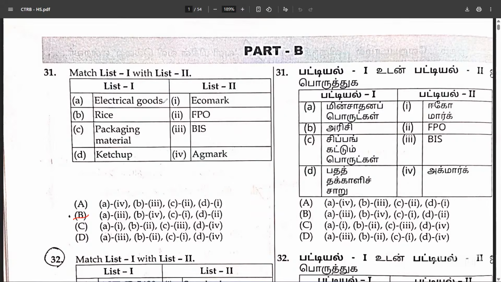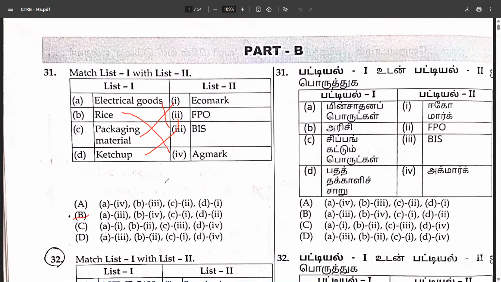So here electronic goods will be matched with BIS. We know that BIS gives the certificate for electronic goods. Then when we talk about rice, it will be Agmark because it's an agriculture product, you know, cereals and everything. Ag mark is given. Then when we talk about packaging material, the correct answer will be Ecomark, which is the eco-friendly product mark. Then ketchup is a fruit product mark, okay, FPO.